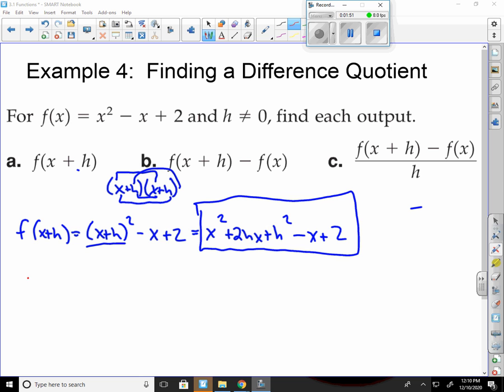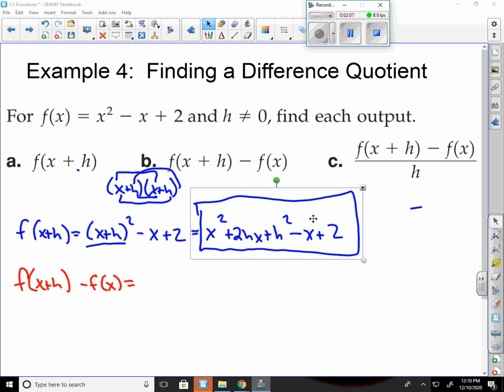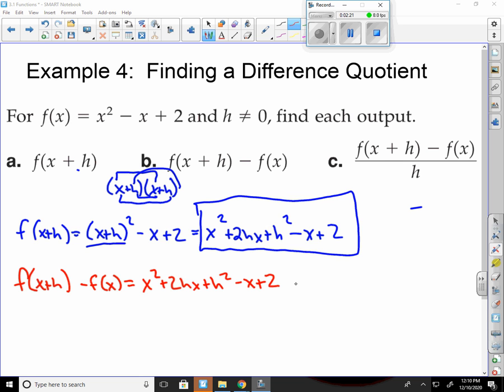Part B is f of x plus h minus f of x. So I'm taking this first part of the problem that I just accomplished and I'm putting it in with just f of x. So I'm subtracting f of x from that. So I have x squared plus 2hx plus h squared minus x plus 2, and then it's minus my original equation.